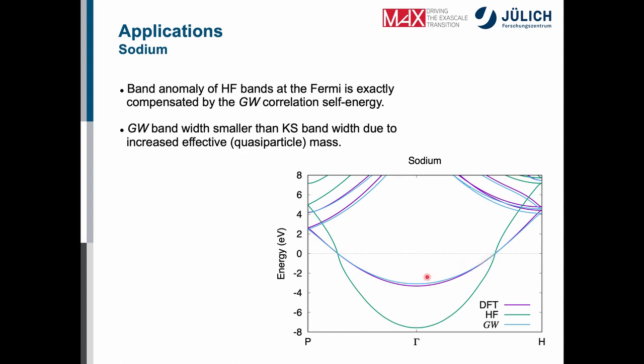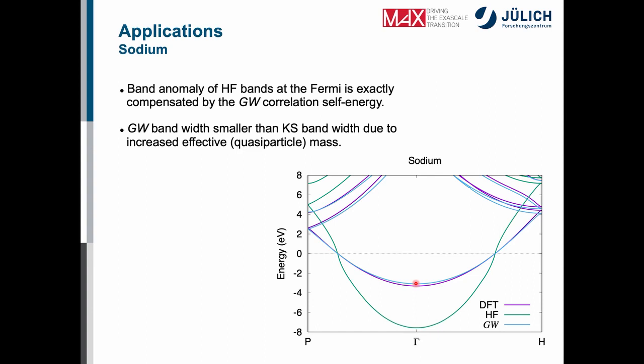We can also observe that the GW bandwidth is slightly smaller than in Kohn-Sham DFT. This is because the quasiparticles have an increased effective mass due to the additional polarization cloud.